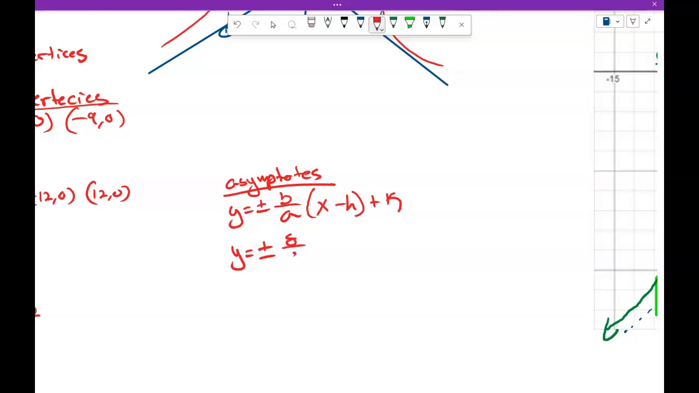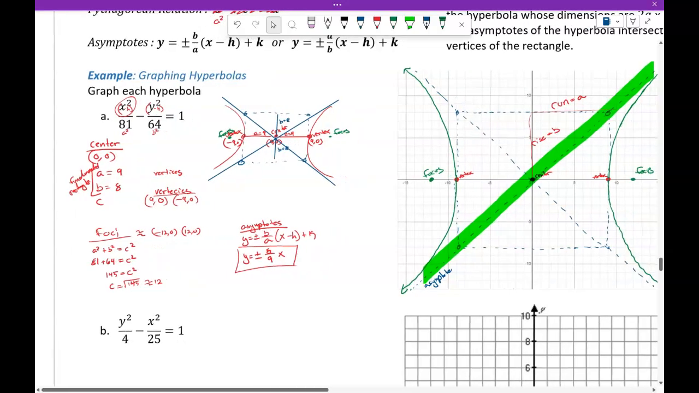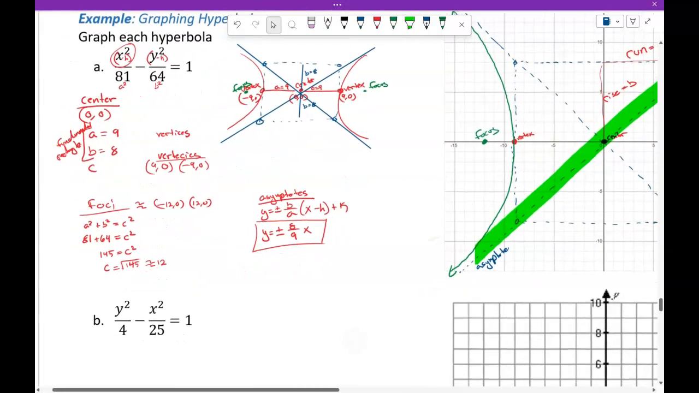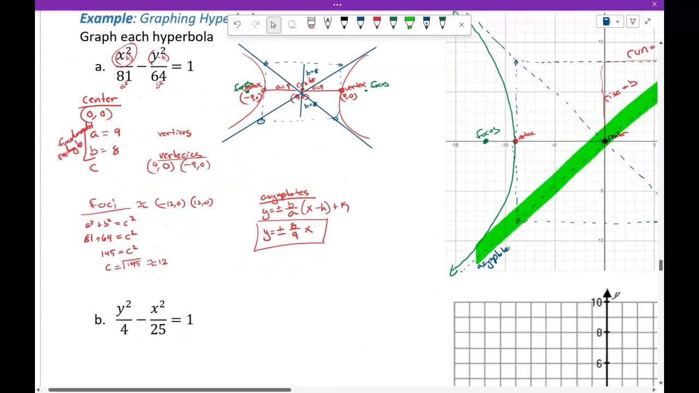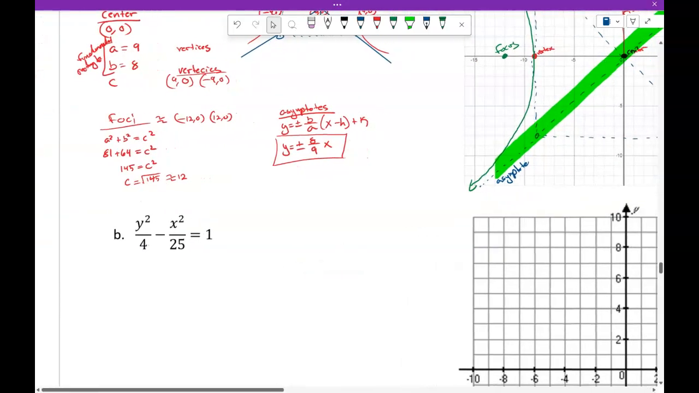Since our slope is 8 over 9 and our center is at the origin, 0, 0, our equations for the asymptotes are given with positive and negative 8 over 9 times x. So we don't need to graph these equations precisely because we've got them by using the fundamental rectangle, but you will need to be able to identify the equation for the asymptotes. Let's go ahead and do the second graph.